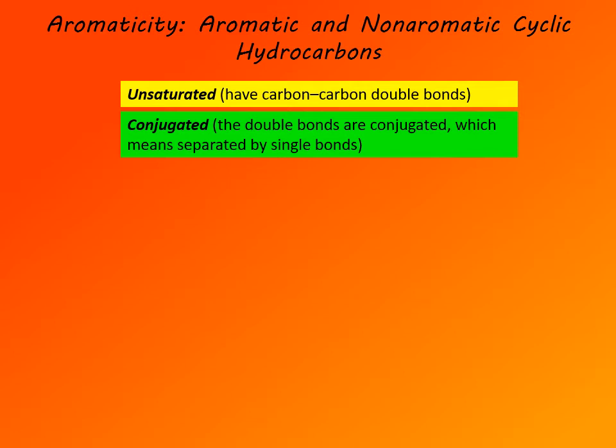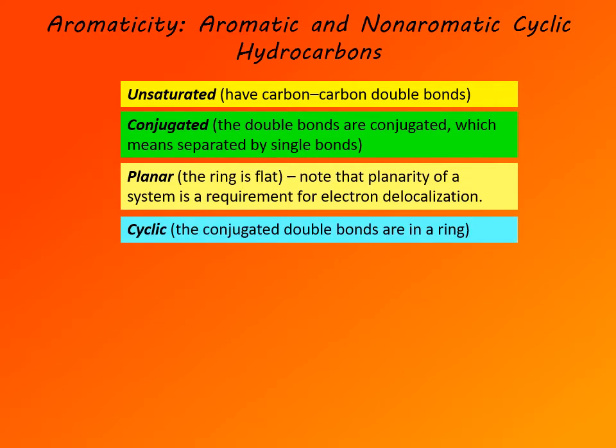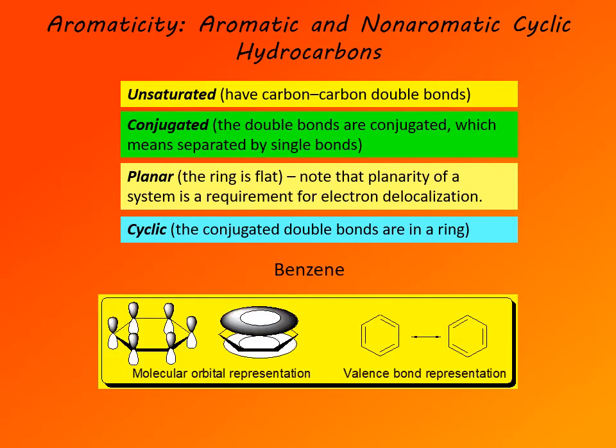So each double bond is separated from the next one by a single bond. It has to be also planar, which means that the ring is flat. That's a general requirement for electron delocalization anyway. And finally, the molecule or ion had to be cyclic. So conjugated double bonds had to form a ring. And of course, an example that satisfied all these requirements was the molecule of benzene.